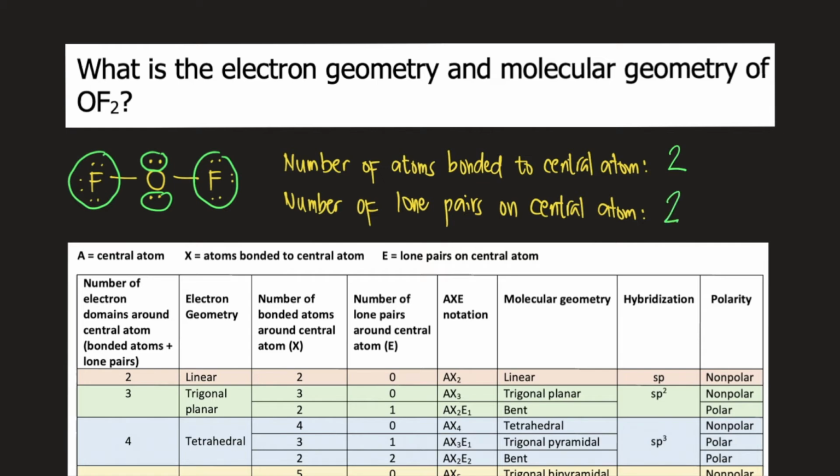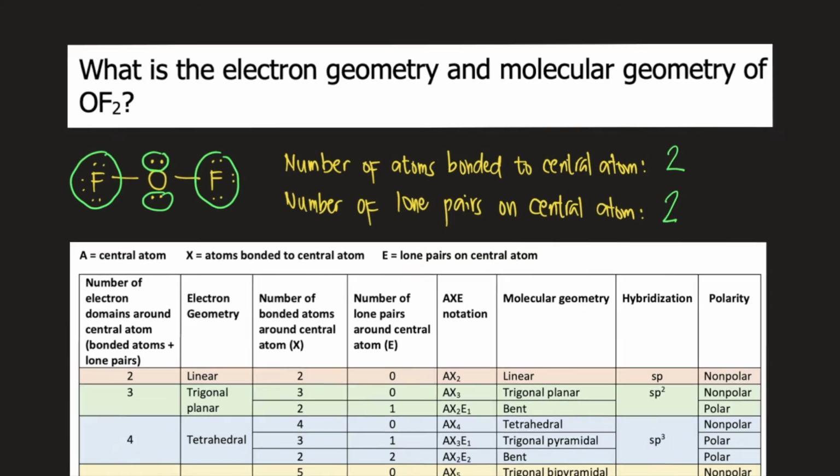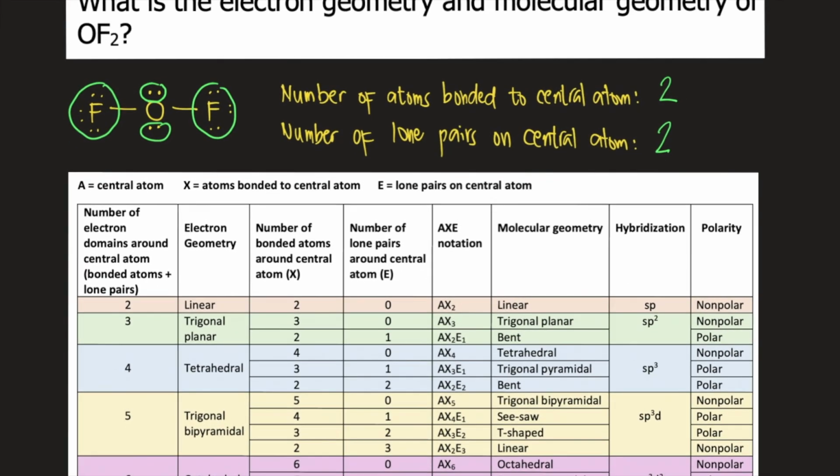I have attached here a table below which summarizes the electron geometries and molecular geometries. Let's look at columns 3 and 4: the number of bonded atoms around the central atom and the number of lone pairs around the central atom. We have figured out that there are 2 atoms bonded to the central atom and 2 lone pairs on the central atom. So 2, 2. We have 2 bonded atoms and then 2 lone pairs.